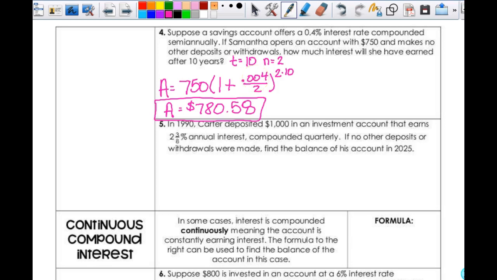I know why. Why? Because it says how much interest has she earned. Yes, this says how much interest will she have earned after 10 years. Got to read the questions, right? Do we need that 780 number? Yes, and to get there, we've done everything correct so far. We're just not finished. So $30.58 in interest earned.